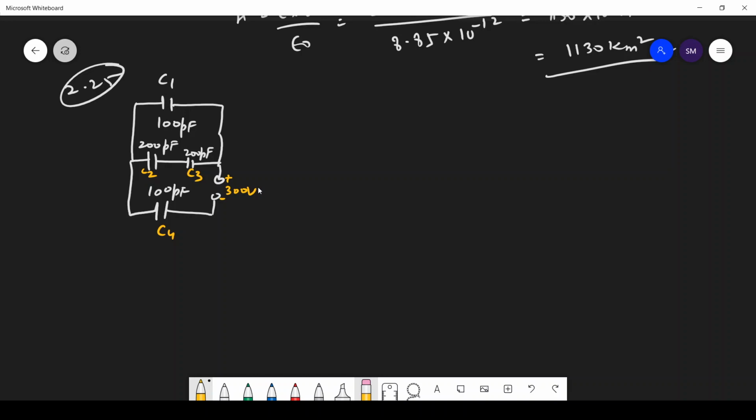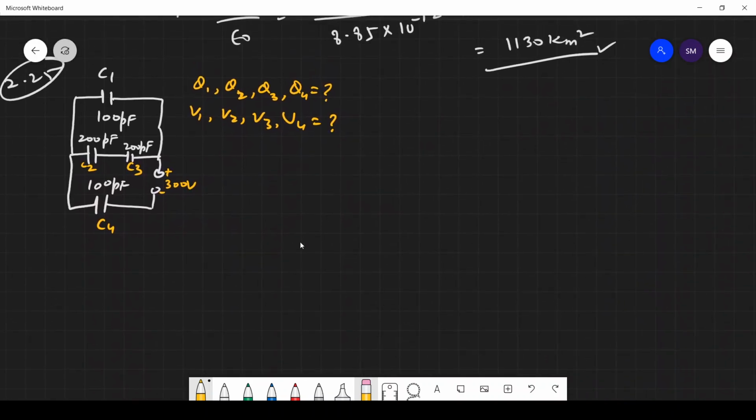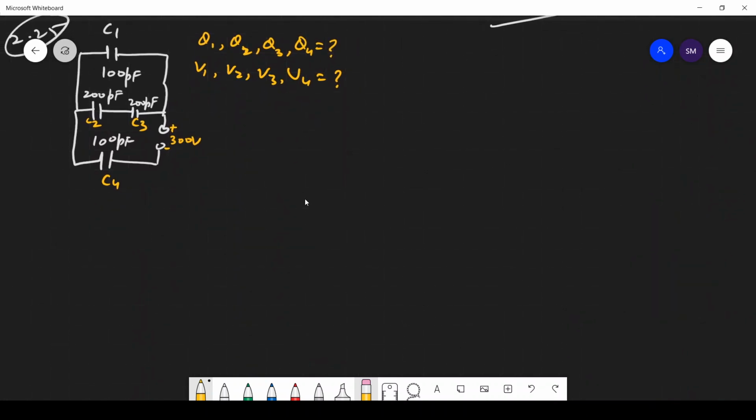Okay, so you have to tell the charge and voltage across each capacitor. So charges will be, let it be Q1, Q2, Q3 and Q4, and voltage across them will be V1, V2, V3 and V4. This is what you need to find. So we have the same kind of questions for resistors also. So if we understand this, it will be easy for us to do for resistors also.